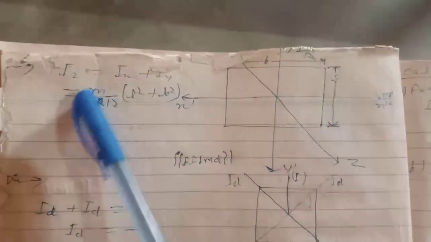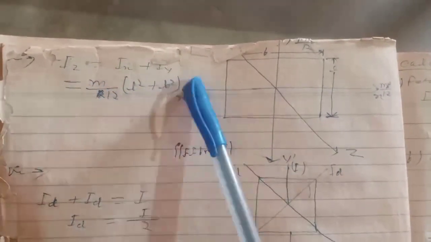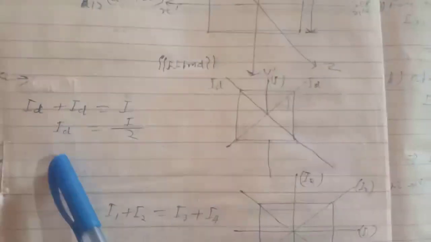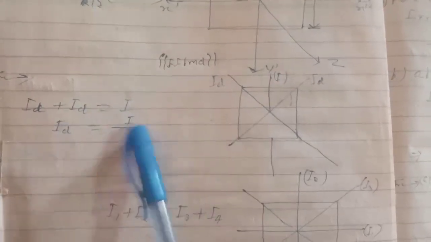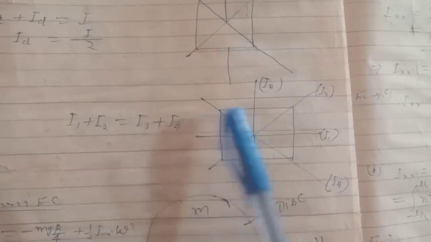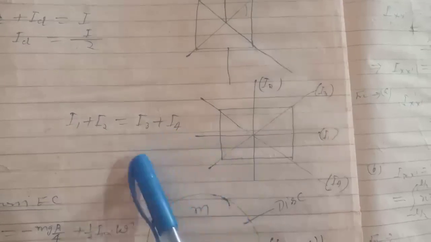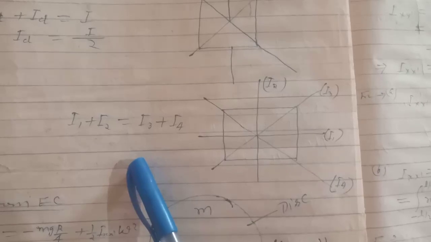Here the moment of inertia Iz = Ix + Iy = (m/12)(L^2 + b^2). Again here Id + Id = I, hence Id = I/2. In this case, I1 + I2 = I3 + I4.